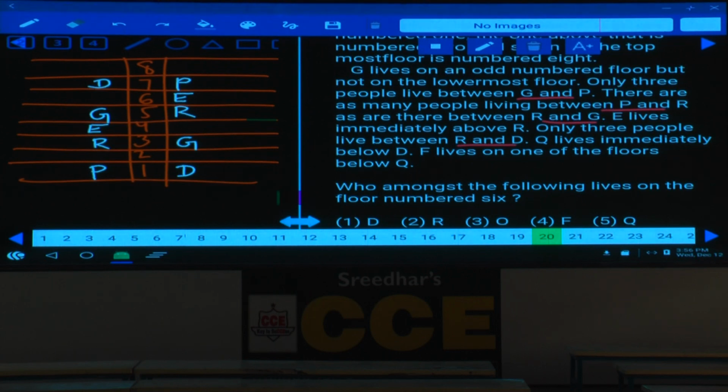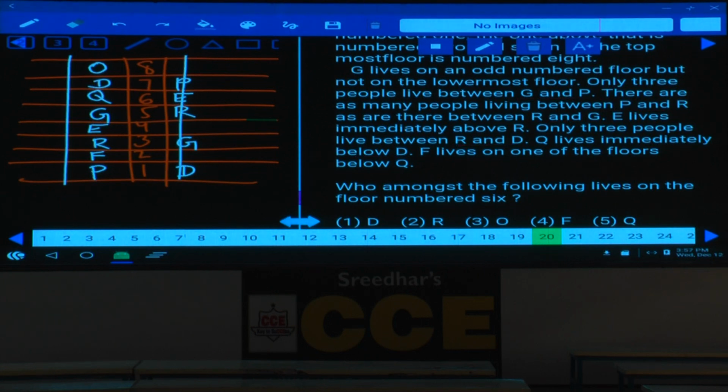And Q lives immediately below D. As Q lives immediately below D, the first case is not possible because D himself is on the first floor. And so Q lives immediately below D, Q will be here. Then what is the other possibility here? And what is the other information? F lives on one of the floors below Q. F must be on the second floor. If F is on the second floor, then who is the person left over? O is the person left over. And O will be on the 8th floor. Hence, what is the order here? OD, QG, ER, FP is the order. And this is how these 8 persons are staying in these 8 different floors of a building.